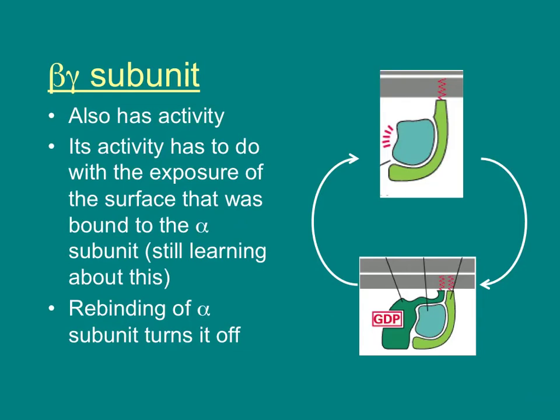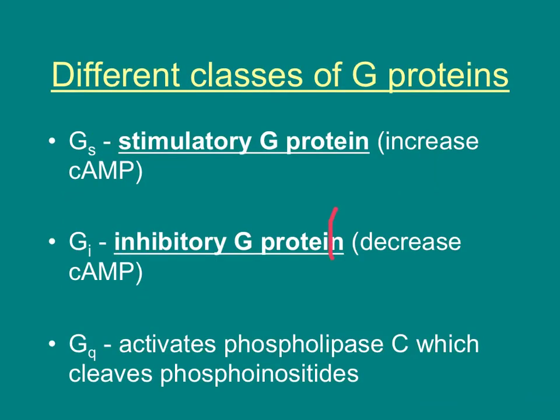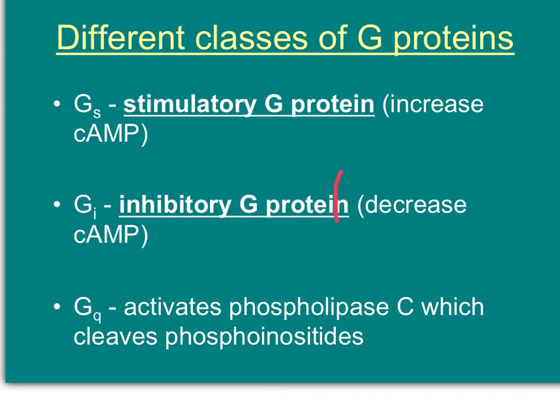Here's the hard part of this. There are different G proteins, different alpha subunits. You can have an alpha subunit that's an S, an I, or a Q. S is stimulatory, I is inhibitory, and Q is a real oddball. When I say stimulatory in G protein coupled receptors, it's all about making cyclic AMP.